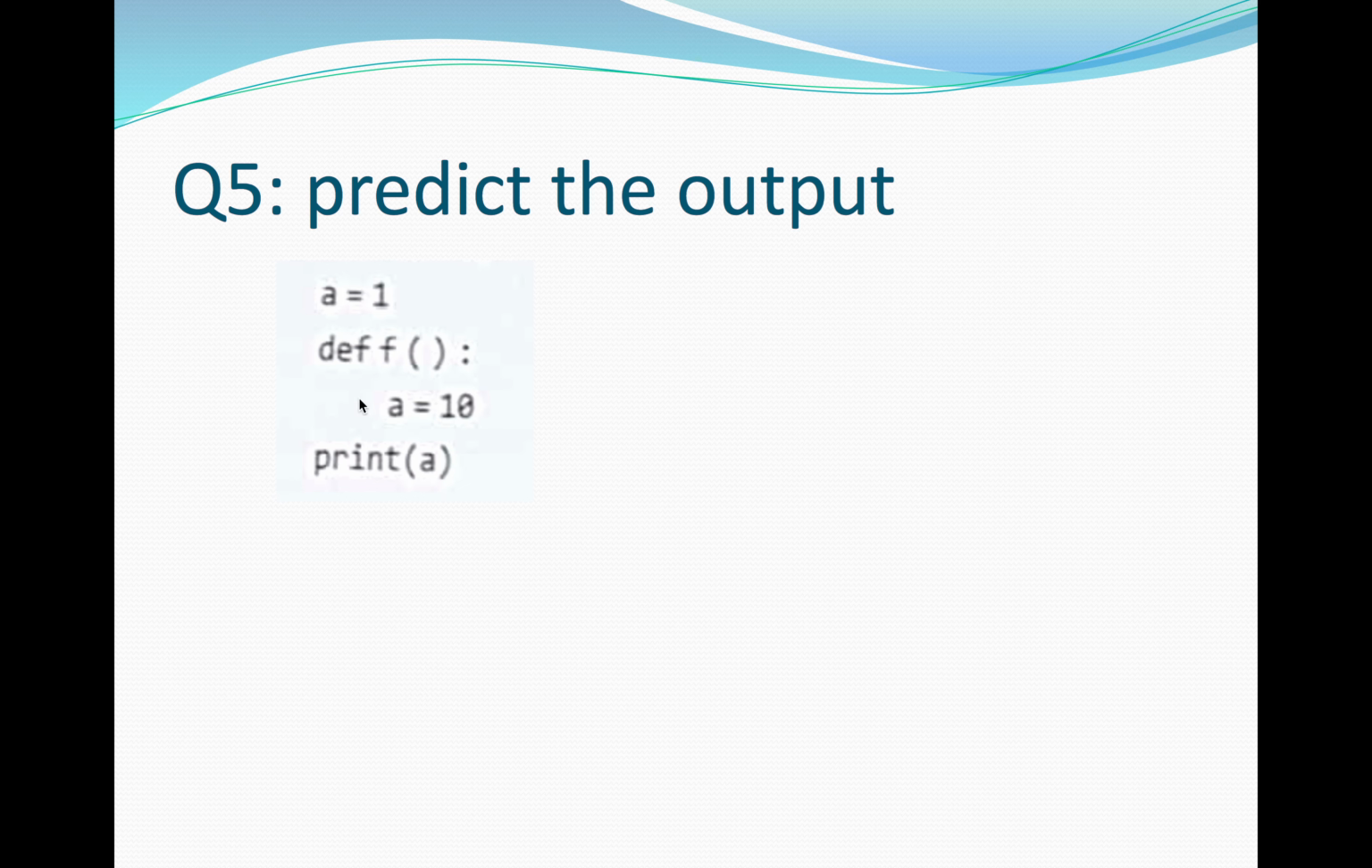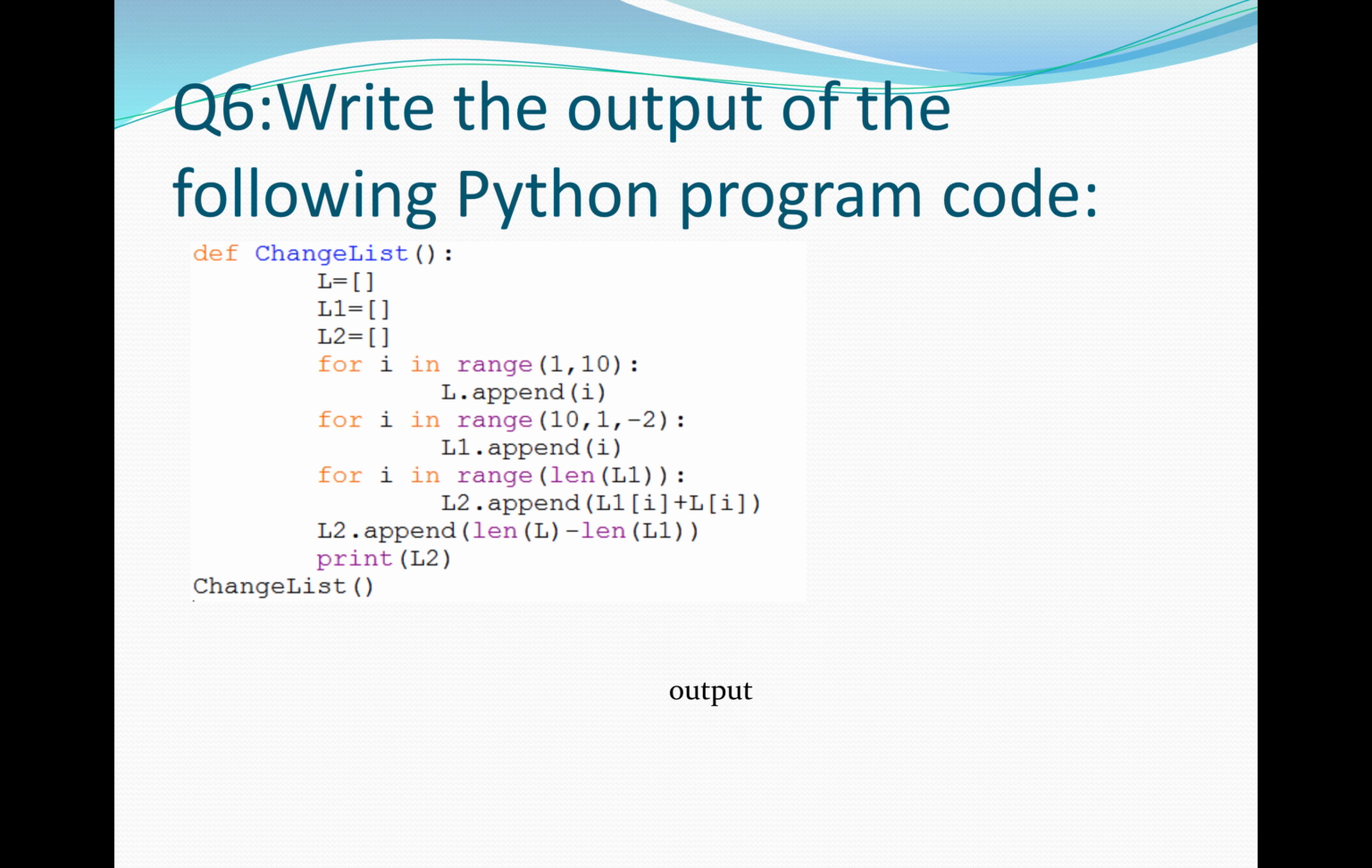It is a function definition, so it will not execute a equal to 10, print a. So whatever will be the value printed in this statement, a equal to 1. Because there is no function called, that a equal to 10 statement is not executed. So output is 1. Next one, write the output of the following program code.